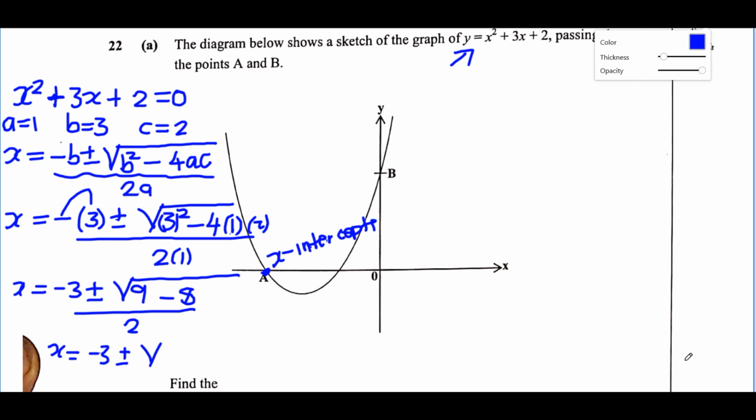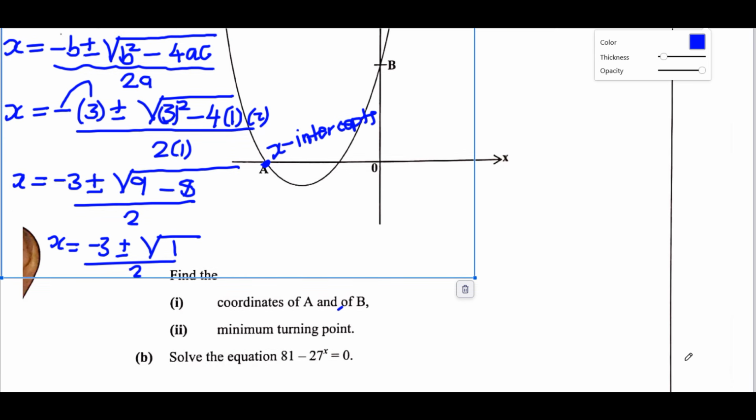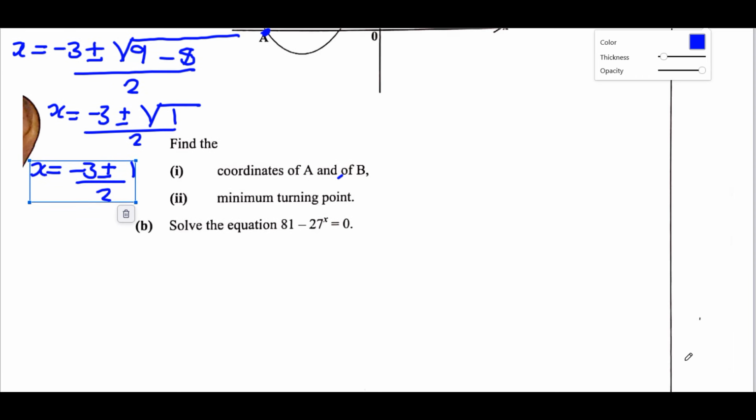So 9 minus 8 is 1 over 2. So to simplify this, we need to find the square root of 1. So we know that the square root of 1 is just 1 over 2. Now at this point, we need to split the equation into 2 equations.